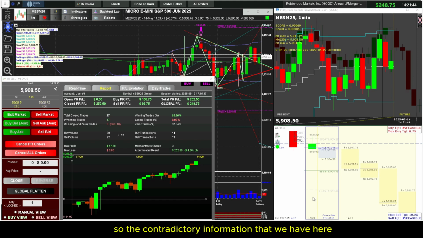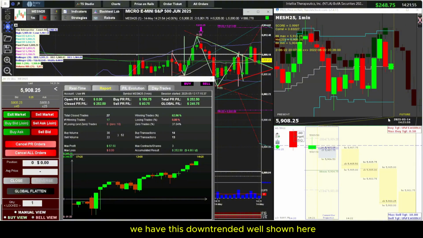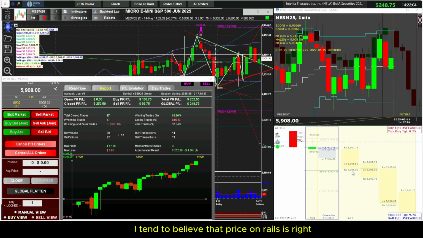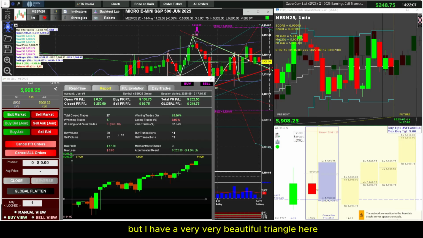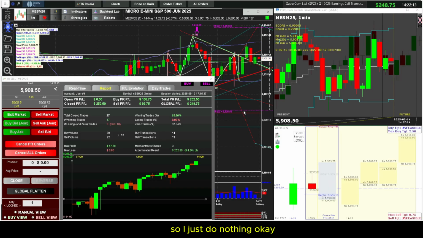So the contradictory information that we have here: triangle pointing up, price on rails pointing down. We have this downtrend well shown here, and I am not sure which one of them is right. I tend to believe that price on rails is right, but I have a very, very beautiful triangle here, so I just do nothing.